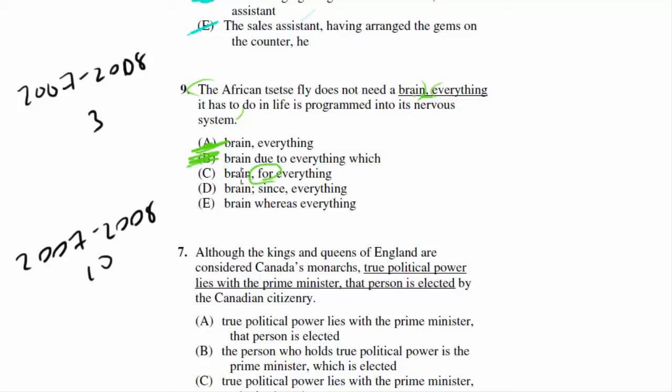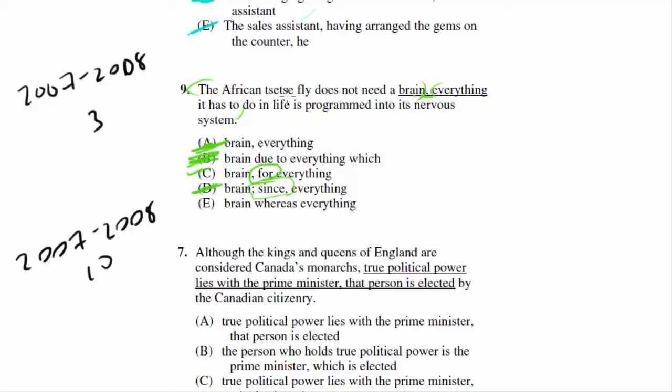Yep, "for" is one of those FANBOYS conjunctions, and it's used with a comma and the conjunction. That's a perfect way to put together two sentences. "The fly does not need a brain, since everything it has to do in life is programmed." So here, "since" with a comma does not make any sense. You could have "however," or "moreover," or "therefore," or "consequently," one of those adverbial words, but you can't have "since." That doesn't work here.